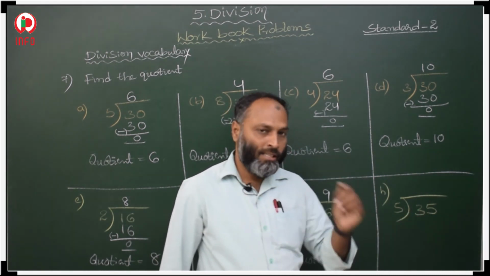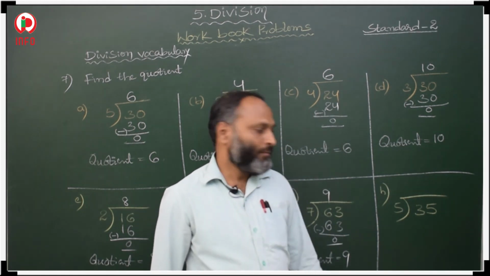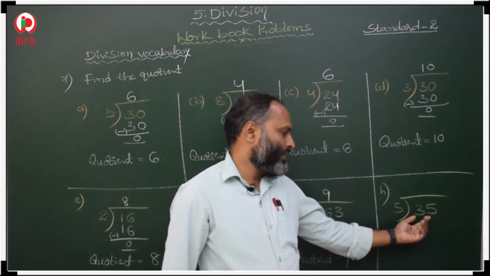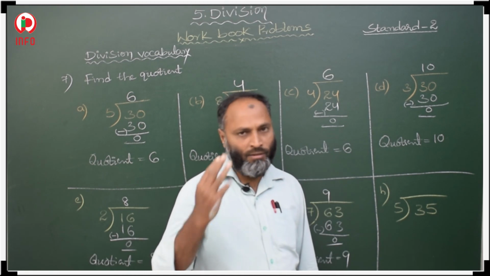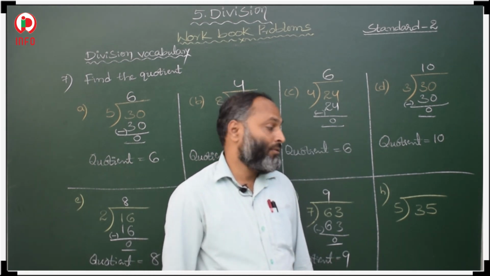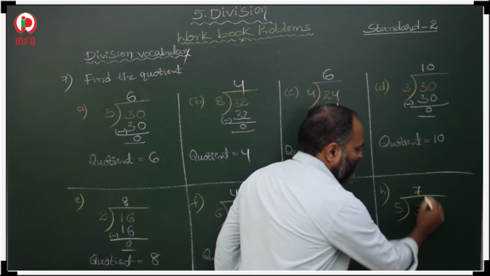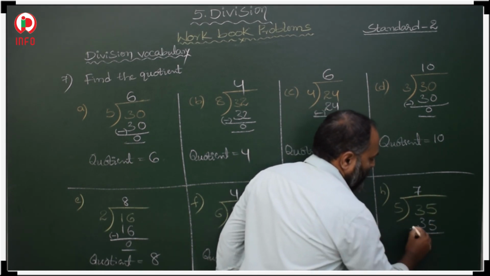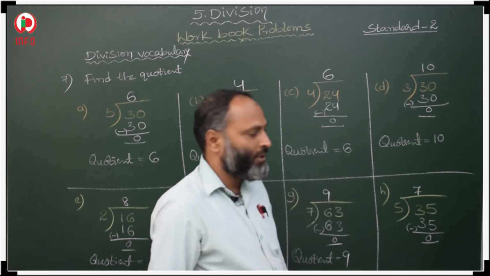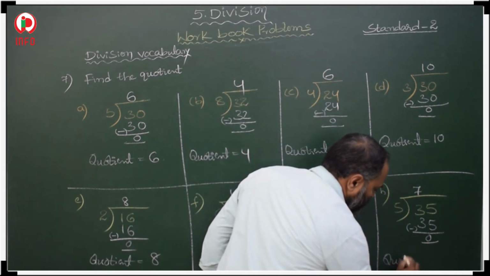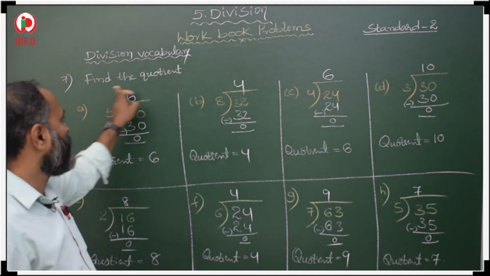Now in this question, the number which divides is called the divisor, the number which is divided by the divisor is called the dividend. Now we have to check when you will get 35 in the 5 table. 5 1s are 5, 5 2s are 10, 5 3s are 15, 5 4s are 20, 5 5s are 25, 5 6s are 30, 5 7s are 35. We have to take 35 like this. Then same number minus same number, 0. Then this is your quotient. Your quotient is 7. So like this we have to find our quotients. Here find the quotients. Okay.